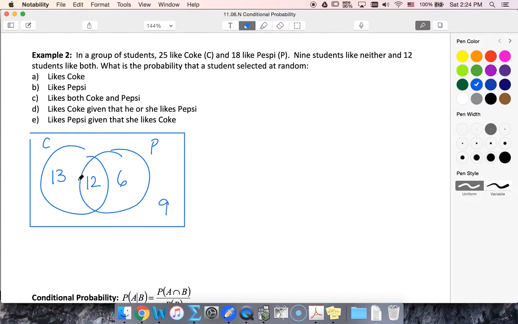All right, so let's count up our total number of students. So we've got 13 plus 12 is 25, 6 and 9 is 15, 25 and 15 is a total of 40 students that we're talking about.